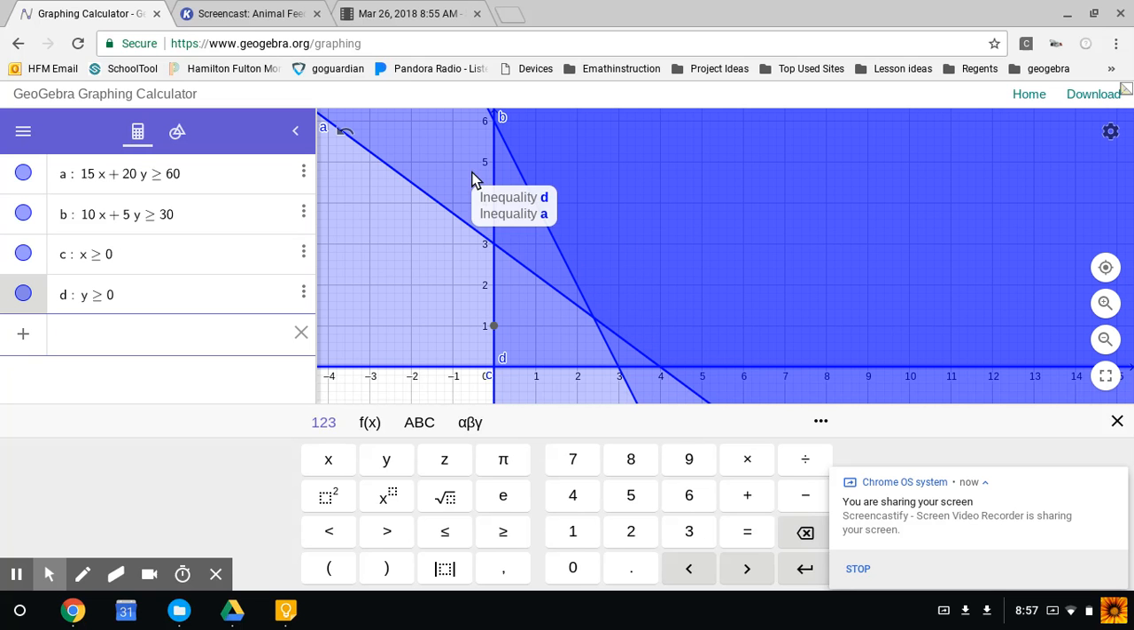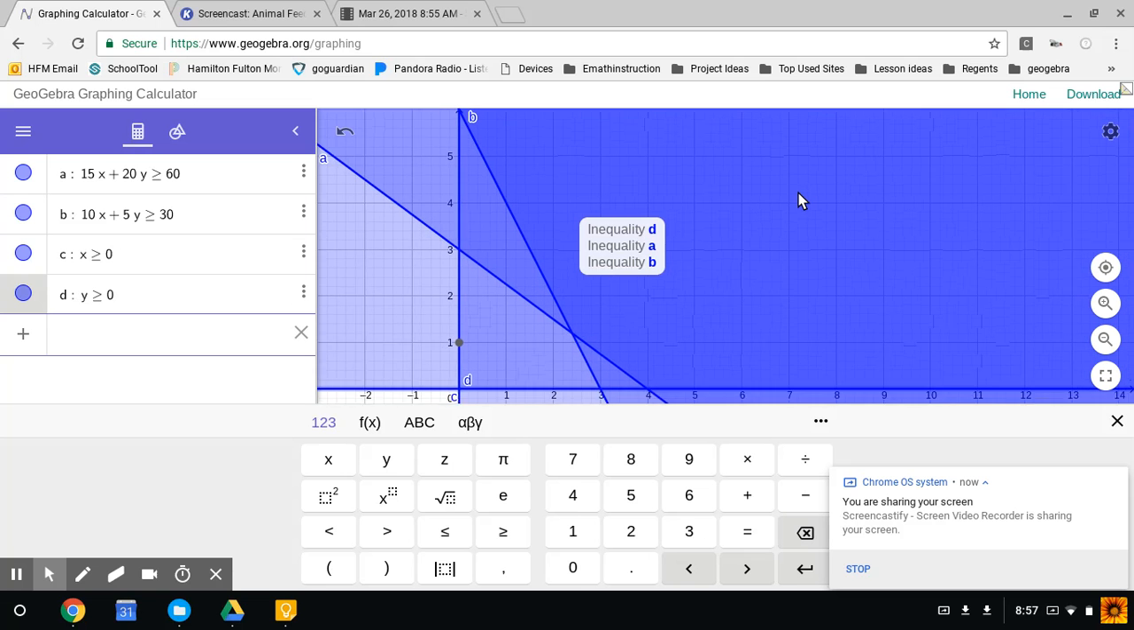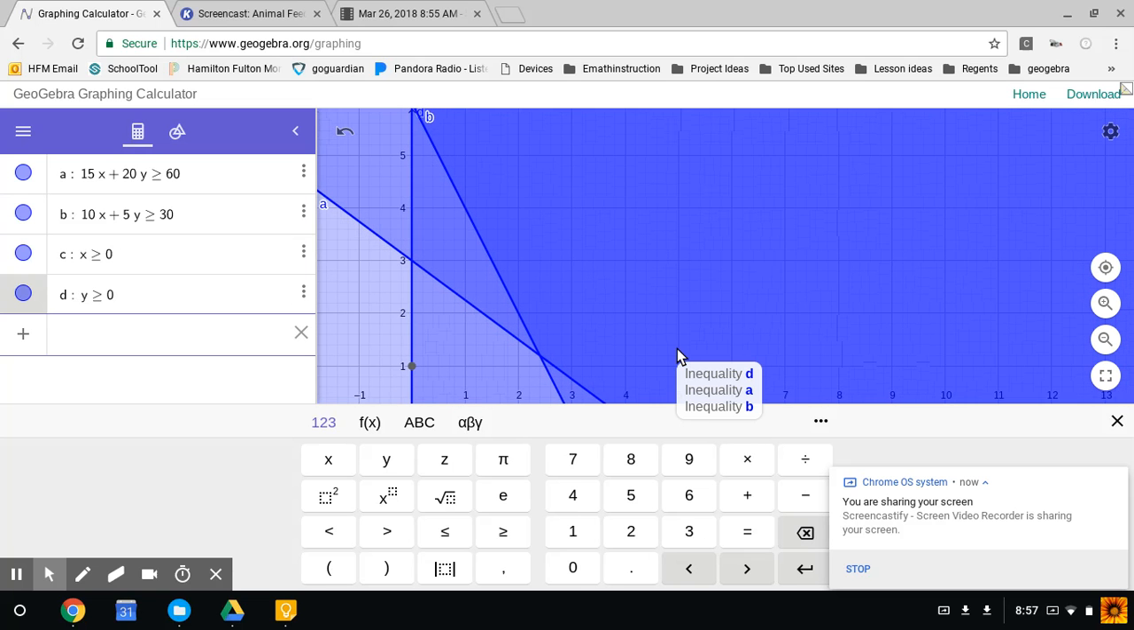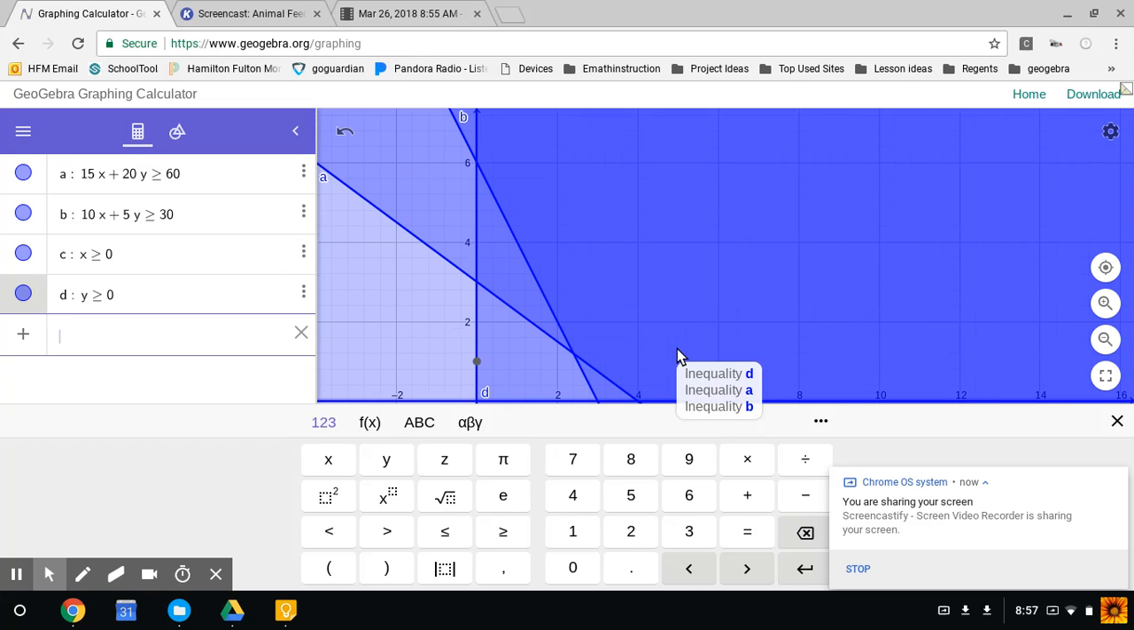All right, now that I have my shaded region, you're going to notice for this particular problem, the region is actually much larger, but I have 3 points here. I have 1, 2, 3 points, and then they go on for infinity. Since I'm trying to minimize, it's going to be focused on those 3 points.